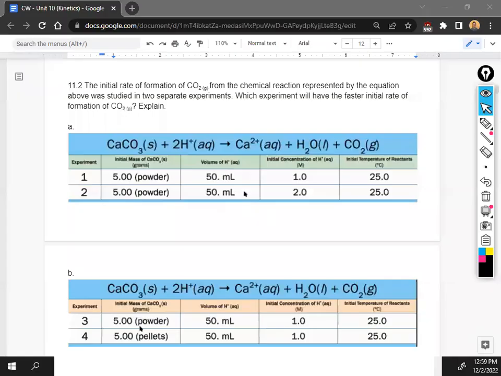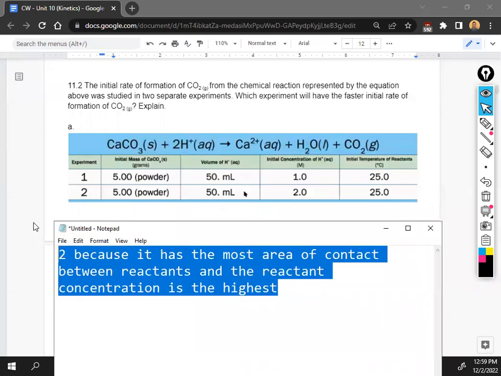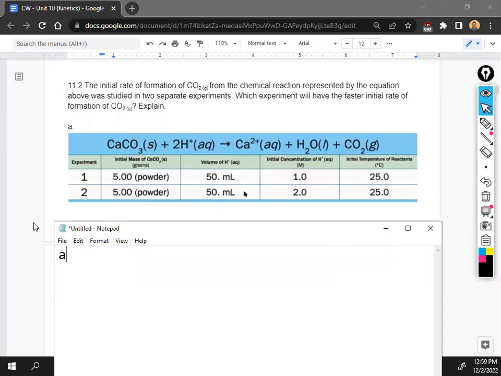Alrighty, so if we take a look at part A, which one do you guys think is faster, 1 or 2? Yeah, I heard 2. 2 is faster. Why is 2 faster?